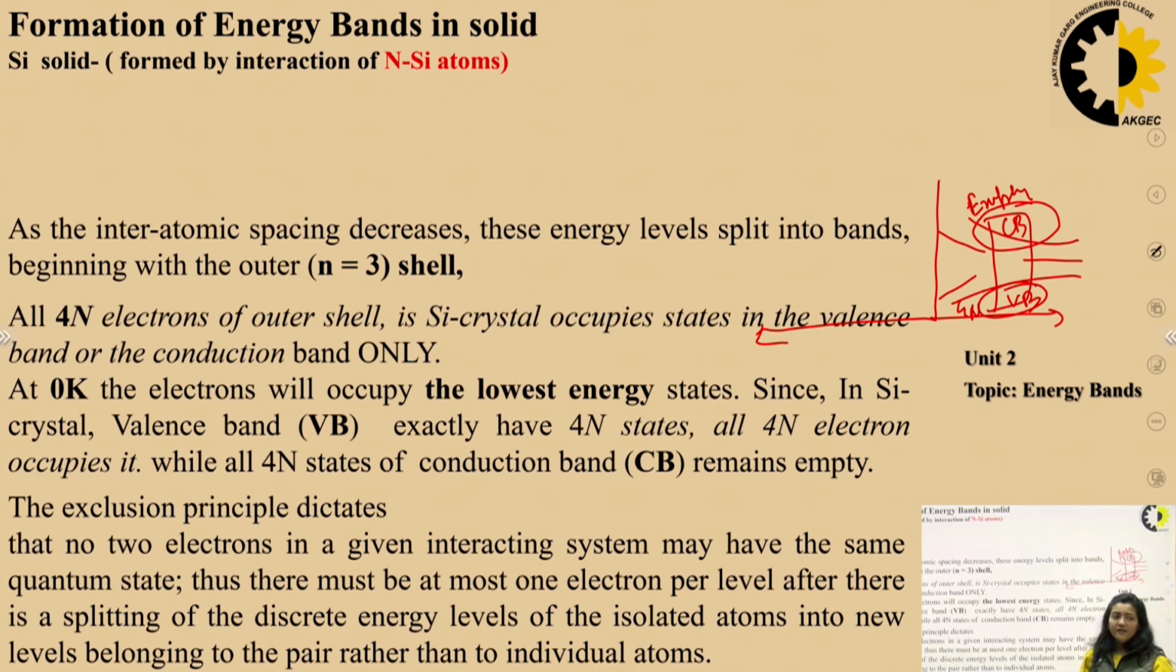So at 0 Kelvin, the electrons will occupy the lowest energy states, and in a silicon crystal the valence band has exactly 4N states and 4N electrons to occupy it. But the 4N states of the conduction band will remain empty. So this means that as the distance increases between the atoms, there is a splitting of energy states, sorry, not energy bands. The energy states will split and will form the energy bands.